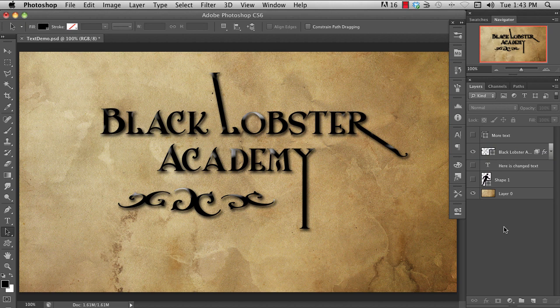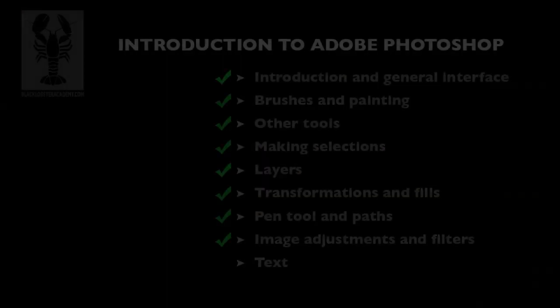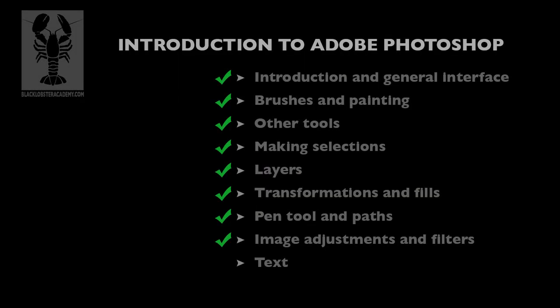And that's about it. In this episode, we covered the basics of working with text, creating and editing text, using layer styles, setting text properties, warping text, and making new letter forms by converting text to a shape layer. And that wraps up this introductory series on Photoshop for artists and illustrators.